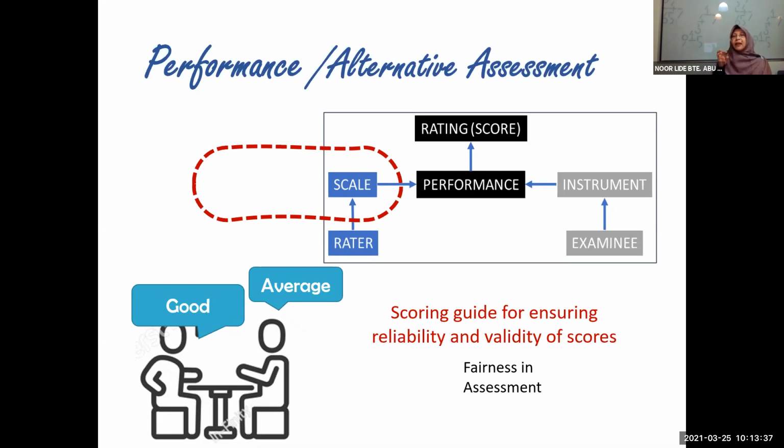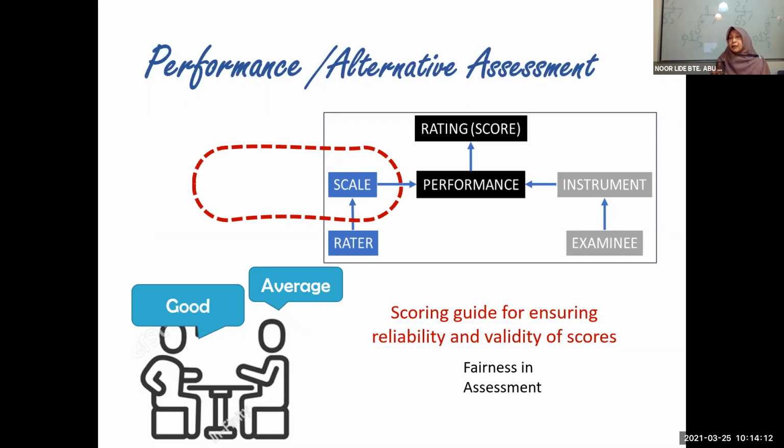And this performance has to be graded by a rater or examiner. And how does the rater or examiner grade the performance? By using a scale, which is the scoring rubrics. Okay. And from that, the student will get a score or a rating. So you see that in performance assessment, alternative assessment, the trouble when you have multiple raters is that you may have disagreement about what score to give.